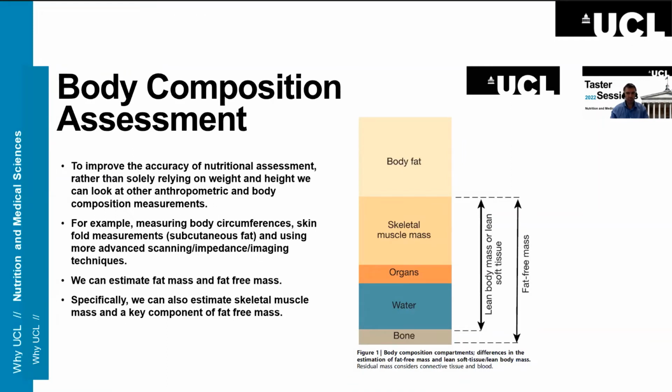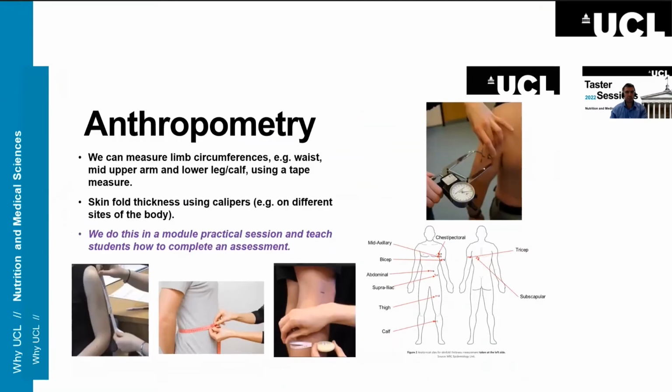So we can look at this using different techniques. We can do some simple anthropometric techniques, and we can do some more advanced techniques such as scanning, bioelectrical impedance, or imaging techniques. And we can look at these specific compartments. We can look at the two-compartment model for body composition, that's fat mass and fat-free mass, or we can break it down and look at things like skeletal muscle mass as well.